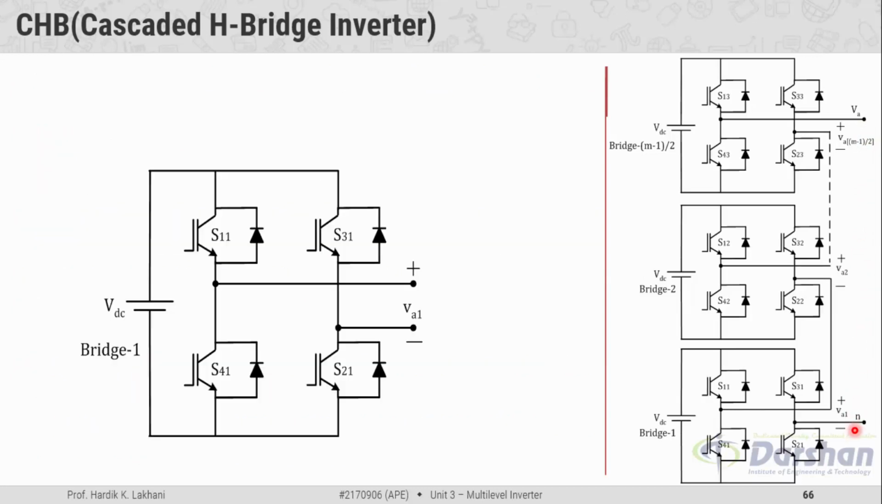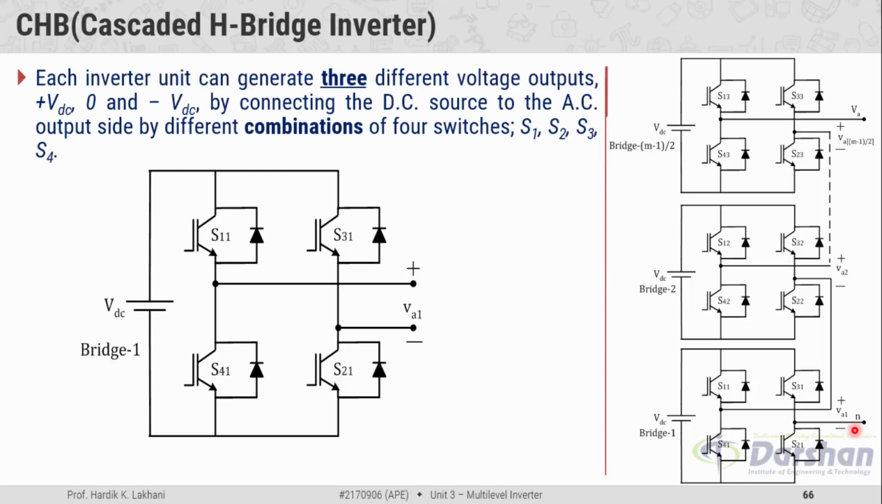So now let me explain the working of one H-bridge unit. Right? Each inverter unit can generate 3 different voltage outputs: plus VDC, that is one output level, 0, that is the second output level, and minus VDC, that is the third output level. This is done by connecting the DC source to the AC output side through different combinations of these 4 switches: S11, S21, S31 and S41.